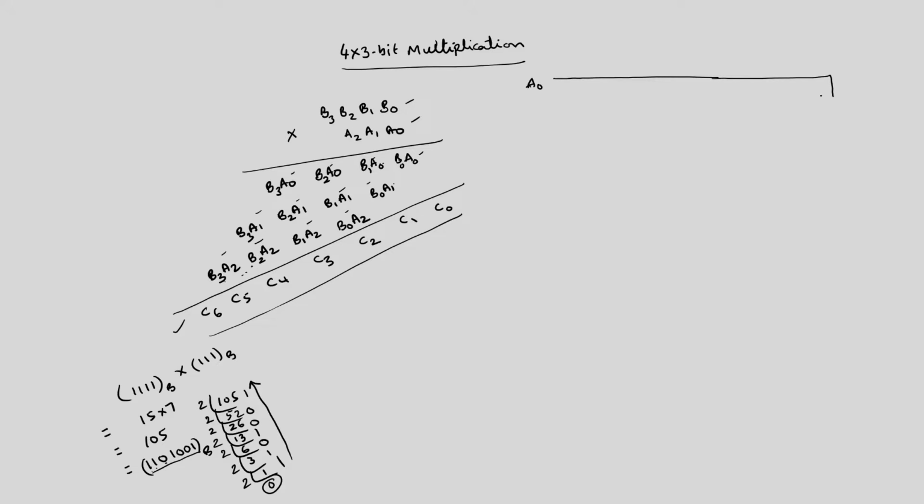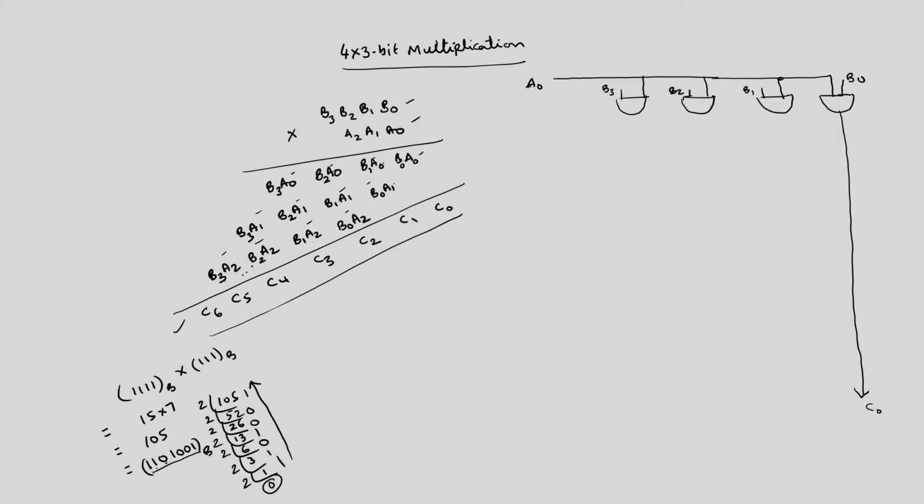So, you can give this as the input for one AND gate, whose other input is B0. You can give this input for another AND gate, whose second bit is B1. This goes to another AND gate, whose other bit is B2. Then we have the fourth AND gate, whose other bit is B3. So, this A0 B0 is directly your C0. This will come as a final output C0.